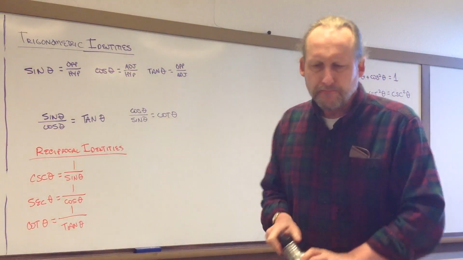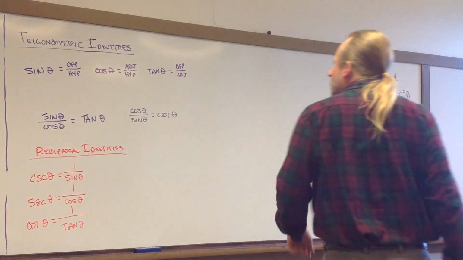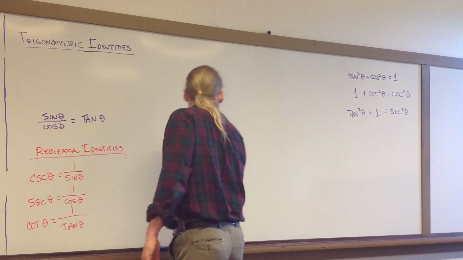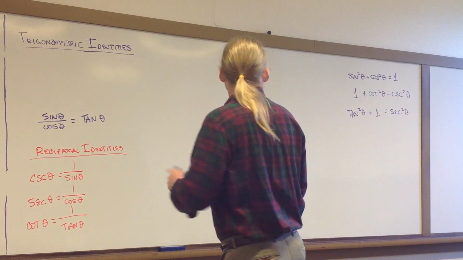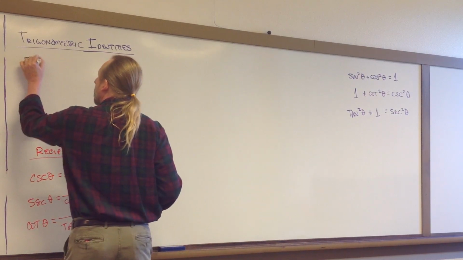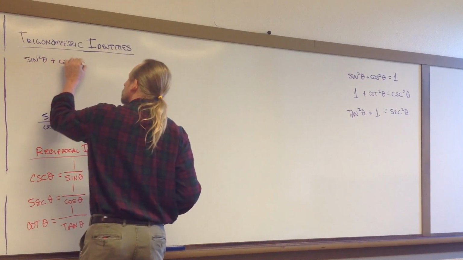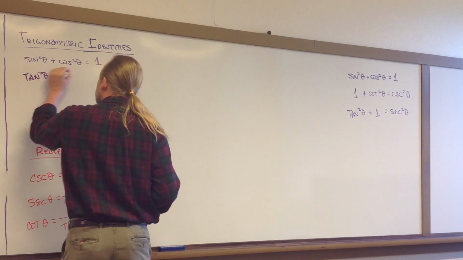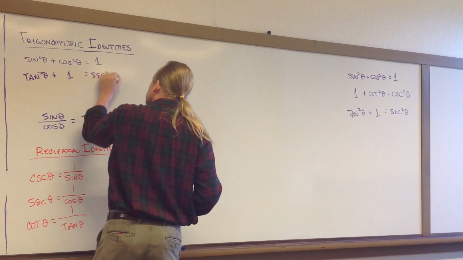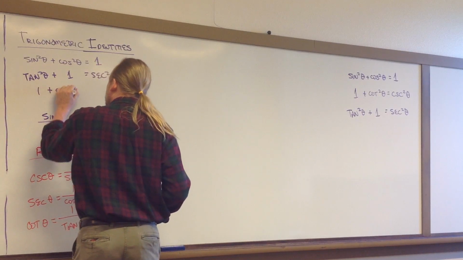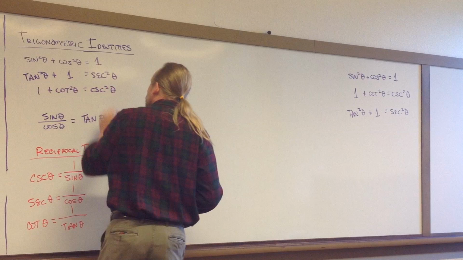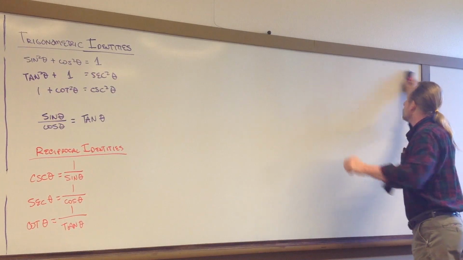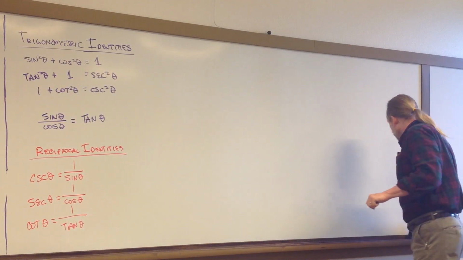Okay, so let's look at some problems here. Let's see, I'm gonna need to make some room for myself. Let's erase this stuff, and then I'll move that over here. So let's see here. Sine squared plus cosine squared is 1. Tangent squared plus 1 equals secant squared. And 1 plus cotangent squared is cosecant squared. Okay, so there's all of our identities for section 3.1. We'll introduce a couple more in section 3.2, and then we'll call it good.